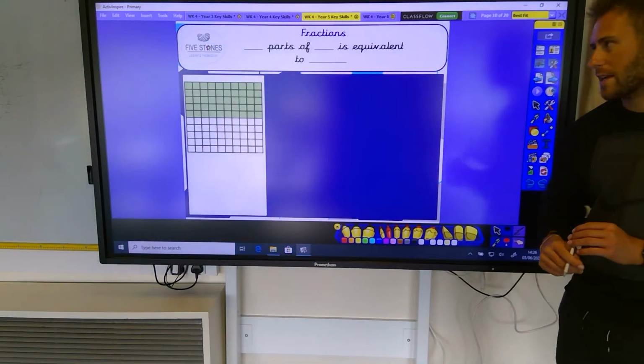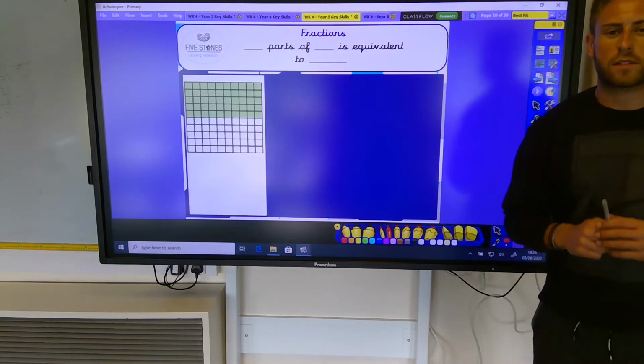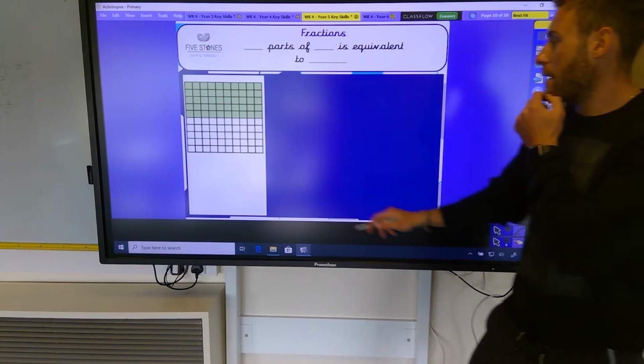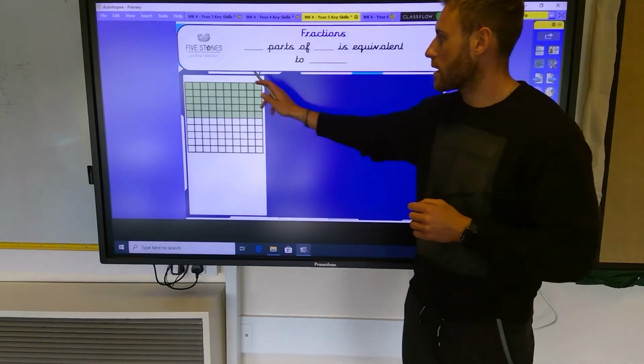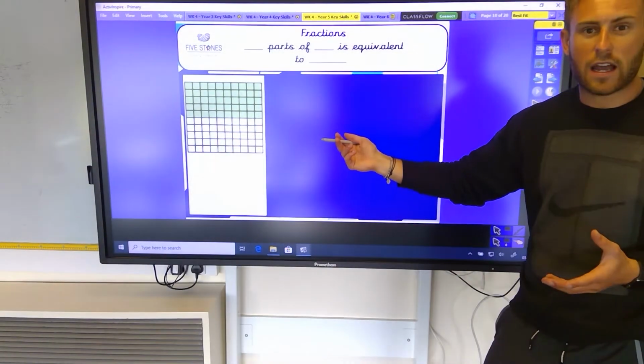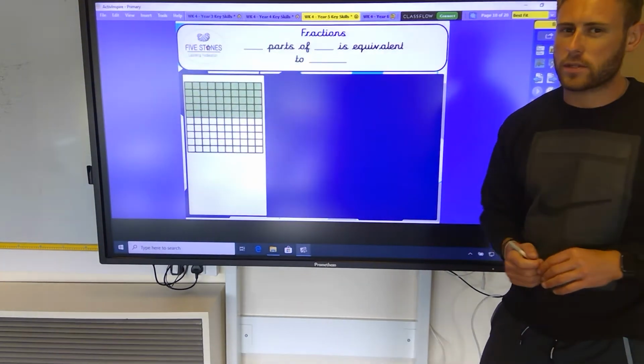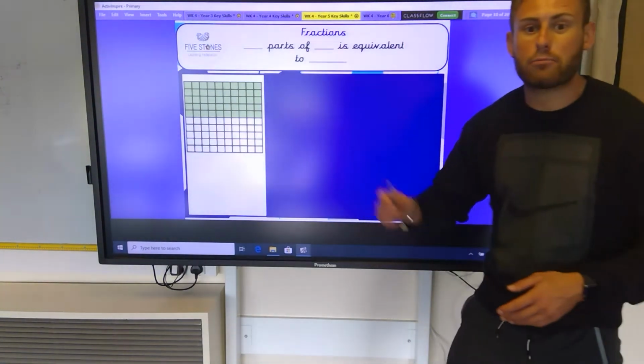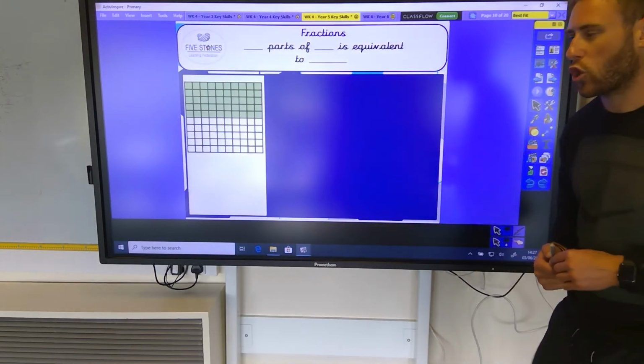Part 3 of our lesson, we are going to be looking at fractions, decimals and percentages. Okay, so I want you to look at this representation here. There are 100 squares in that grid. I'm going to give you that because it might not be so clear on your screen. I would like you to write the fraction that represents that grid there. Off you go.